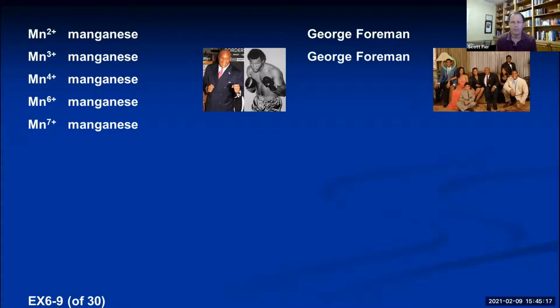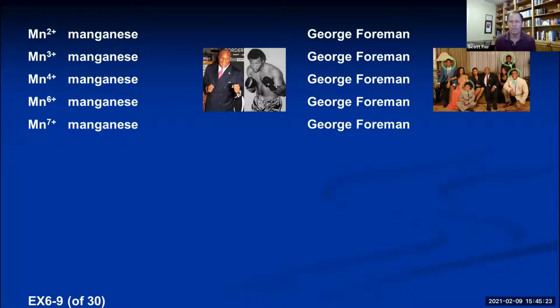This son is named George Foreman. This son is named George Foreman. I'm having a sneaking suspicion that George Foreman wouldn't have a problem naming all of the different manganese ions: manganese, manganese, manganese, manganese, manganese. But fortunately, George Foreman is not a chemist.